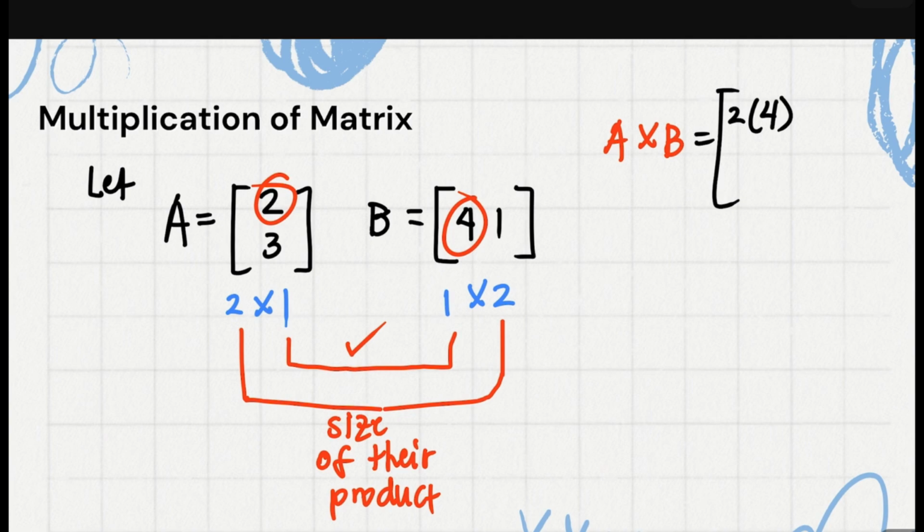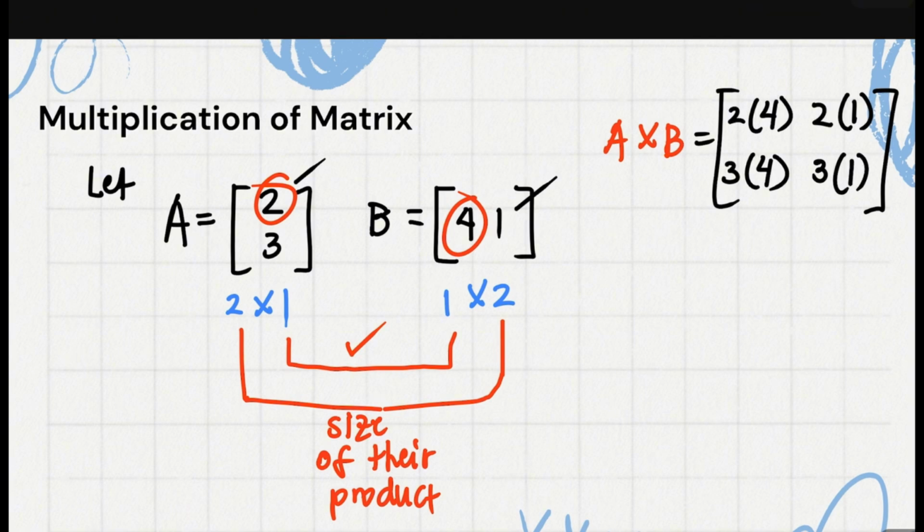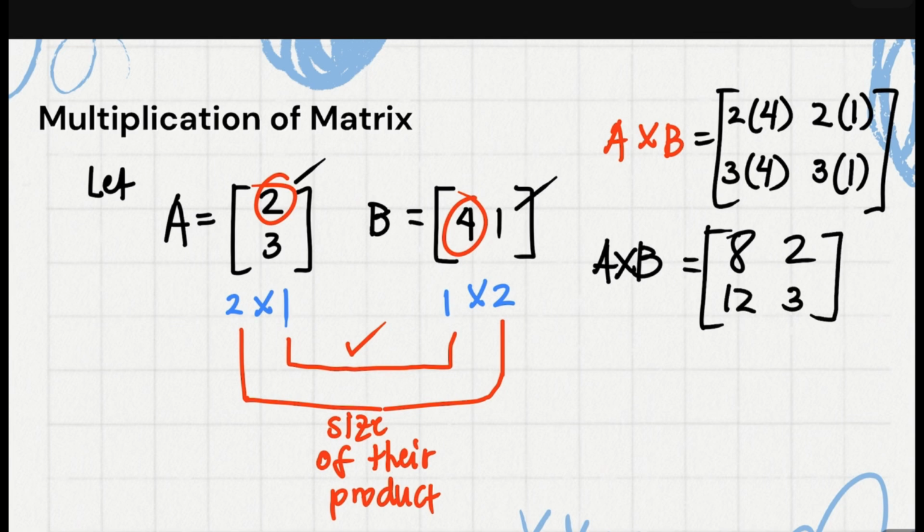Then the first row again, multiply it to the second column, no? To the multiplier. So for example, that's 2 and multiply to 1. So that's 2 times 1. Then moving further, we're going down the second row, 3 times 4 for the first column, then 3 times 1 for the second column. So simplifying further, this is now 8, 2, this is 12, and 3. So we come up to a product of 2 by 2 dimension. So that means it is correct.